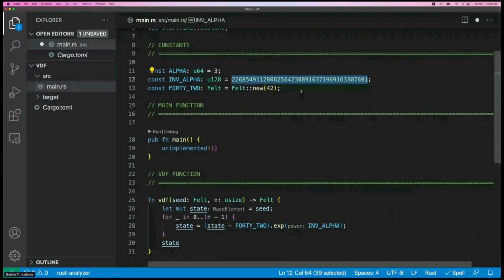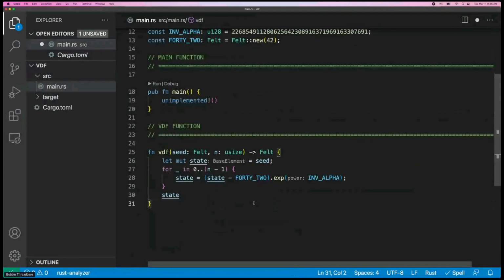So our function is fairly simple. If you remember, we compute the next state by taking the current state, subtracting the 42 from it, and raising it to inverse alpha. This is our transition function for a given step, and then we apply it for n, whatever number n is. In our case, n is going to be 1,000,000 steps, basically.